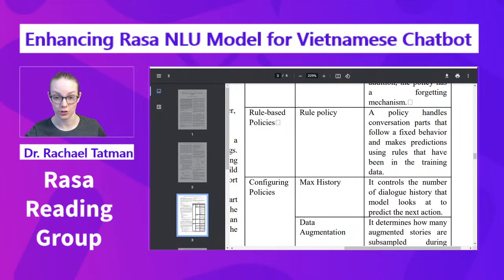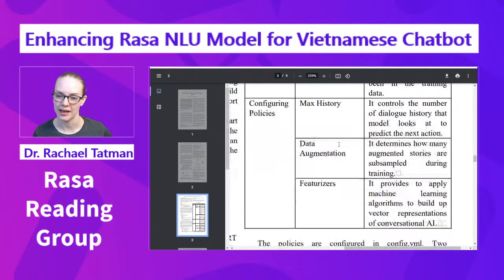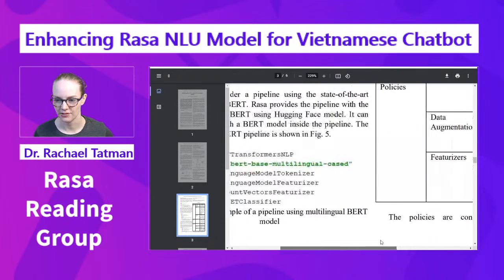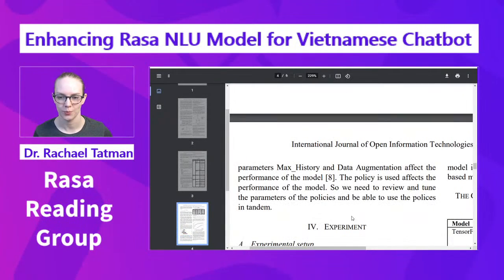The rule policy, which is a 2.0 thing, and then configuration: how much of the conversation do you look at, how much data augmentation do you do, and then what featurizers. The policies are configured in config.yaml. Two parameters, mask history and data augmentation, affect the performance of the model. The policy used affects the performance of the model. So we need to review and tune the parameters of the policies and be able to use the policies in tandem. And usually you'll use a number of policies together.